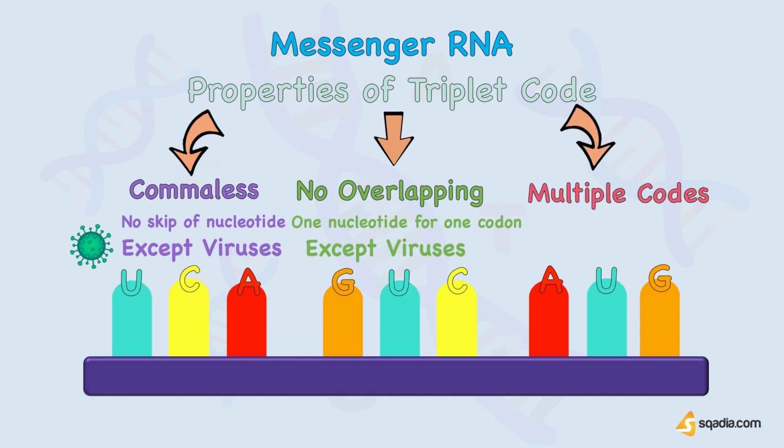The third property is that many triplet codes can give rise to a single amino acid except methionine and tryptophan, as we have discussed before. This is done by RNA in order to prevent mutation in the genes. That was about the messenger RNA.